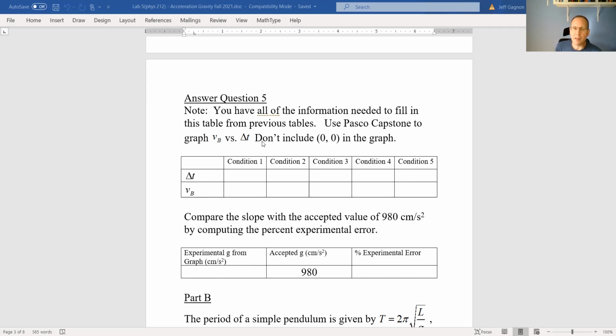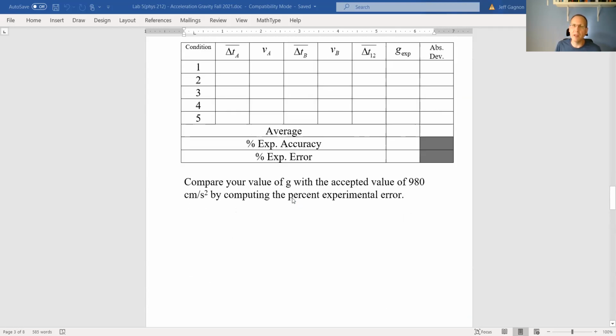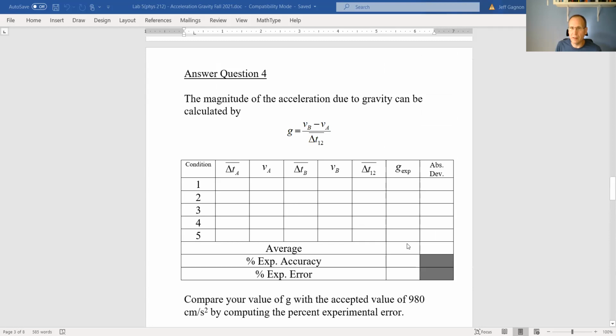Then one more thing for question 5. Now that you have your experimental value from the slope of that graph, I want you to compare it again to the accepted value of 980 by computing the usual percent experimental error. Okay, so just 2 different ways of getting G, one by plotting velocity versus time, the other way in question 4 by averaging the values, right? By computing the change in velocity over change in time for 5 conditions and averaging them.